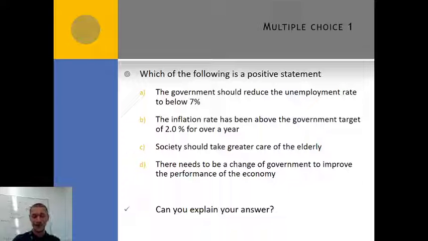Now, I need to read through this myself. The government should... so it's not going to be A, that's a normative statement. The inflation rate has been above the government target of 2% for over a year. That sounds pretty factual. Has been, so it could be B. C, society should... I don't need to read any further, should makes it normative. There needs to be a change of government. No, there needs to be is someone's opinion.